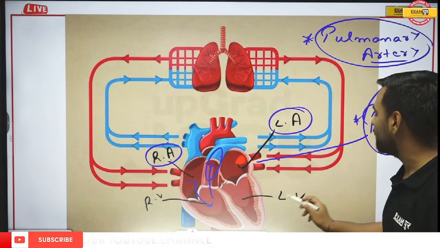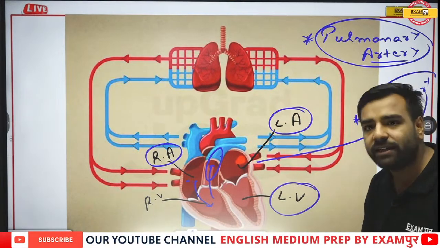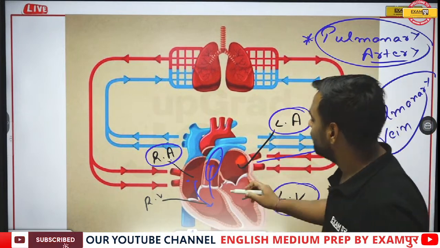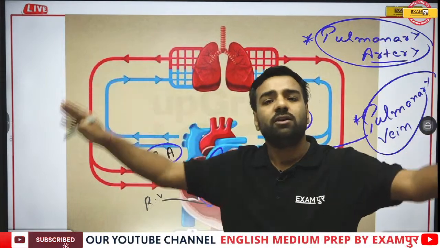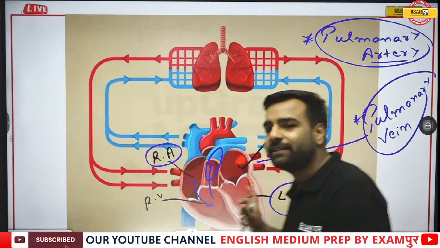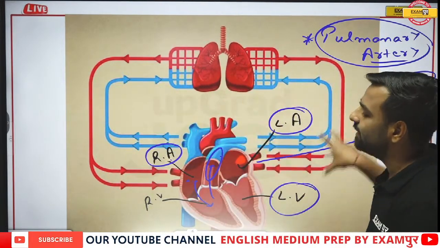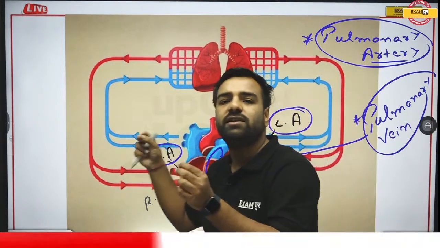From this tricuspid valve it is reaching the left ventricle, and from the left ventricle to the aorta, and through the aorta the pure blood is circulated in the whole body. Only this much is important for understanding this concept, and all the questions can be ticked.